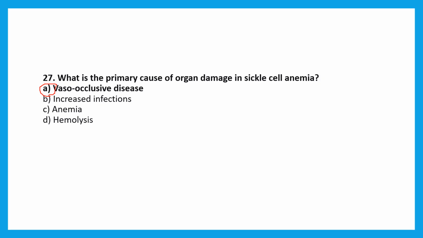Yeah, chronic anemia is a problem, of course. But the primary mechanism for organ damage, such as stroke, or renal failure, or acute chest syndrome, is the recurrent episodes of vaso-occlusion, which causes ischemic injury. We did discuss this, yeah.